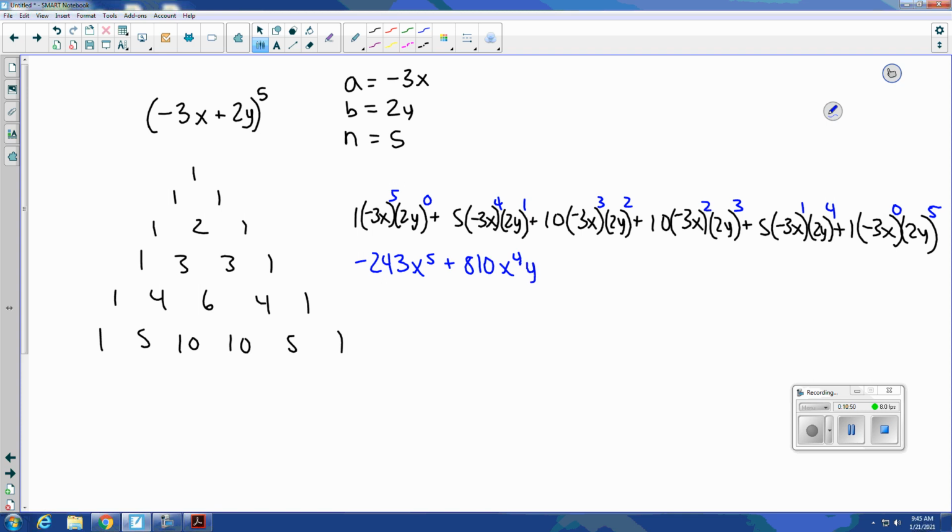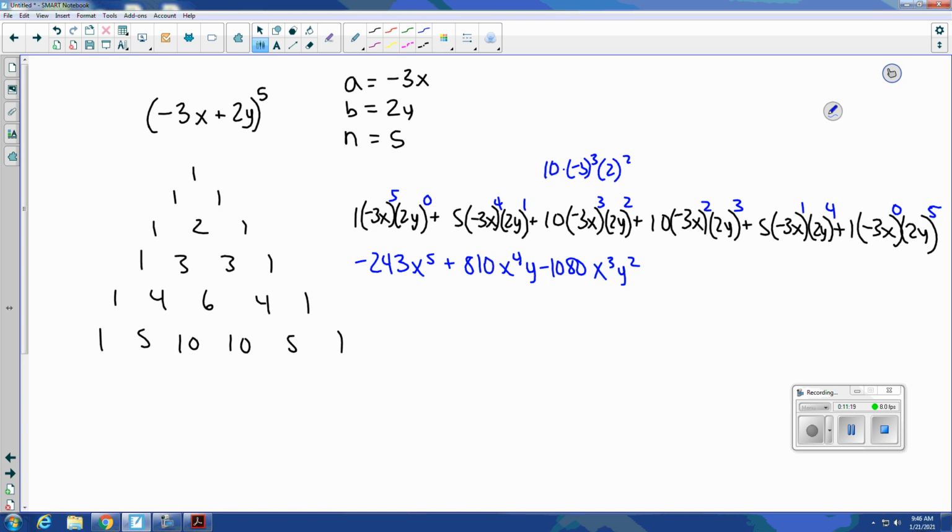Next term, we have to do 10 times negative 3 to the third times 2 squared. That's going to get me the constant for this next term. And I already know that I'm going to have an x cubed y squared. So in my calculator, I'm going to do that computation I have written in blue. So 10 times negative 3 to the third, and then 2 squared is 4. So times 4, we're going to get negative 1080.